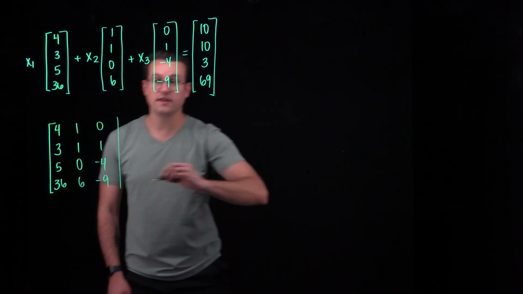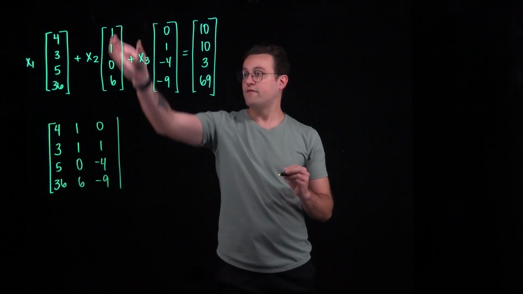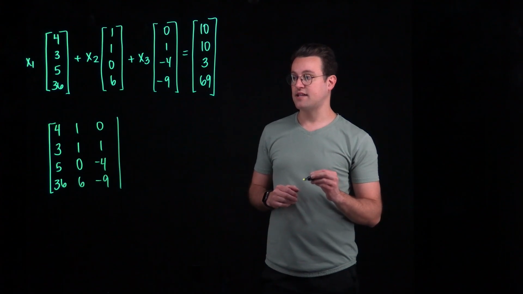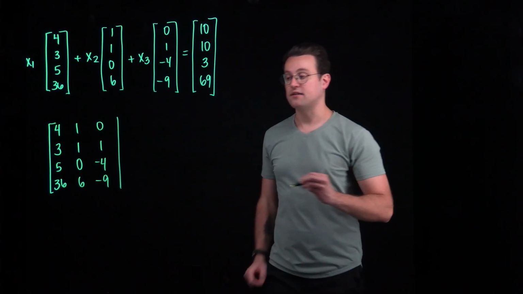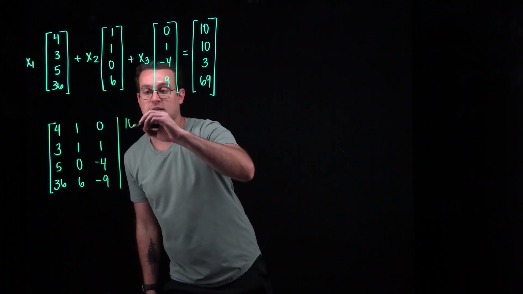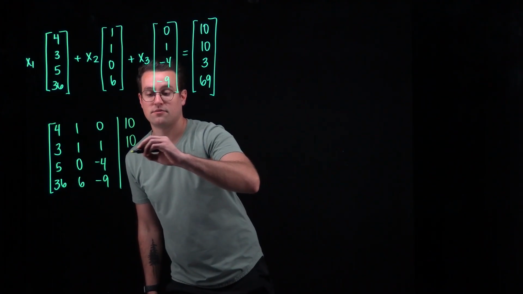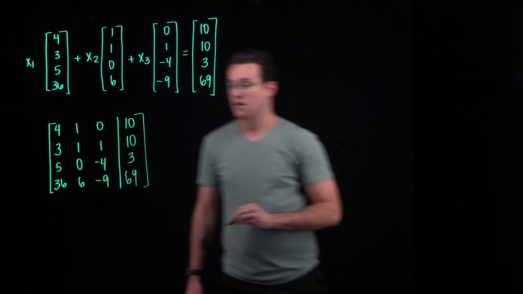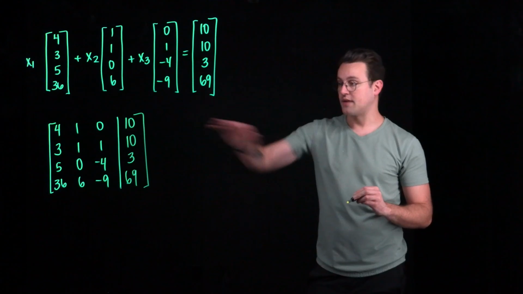The vertical line separates the vectors that are being multiplied by my variables from the constant one that it's set equal to. So then I have these constant values of 10, 10, 3, and 69. Okay, so there's my original augmented matrix.